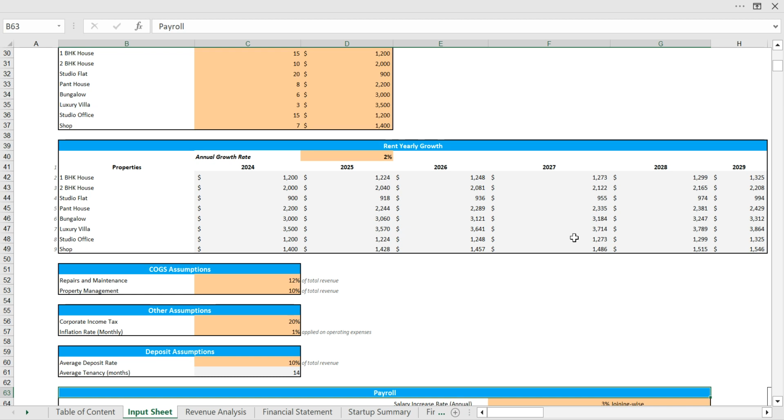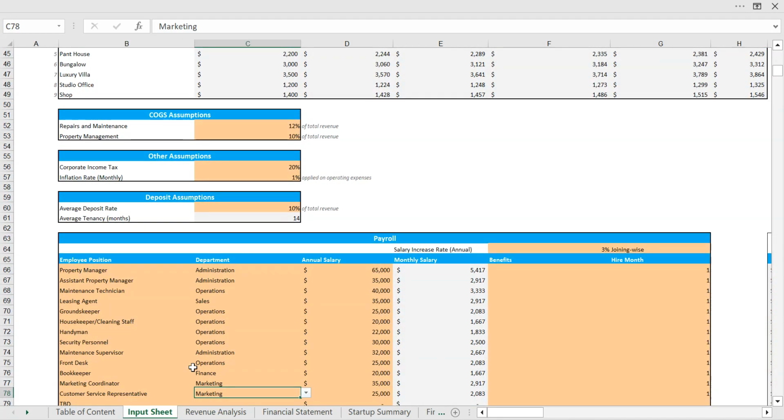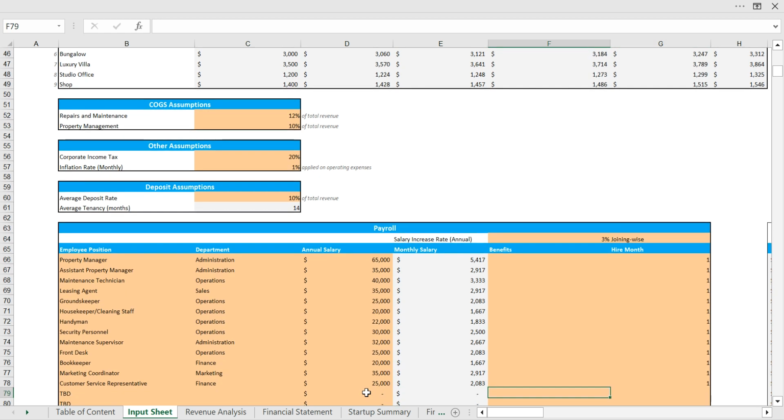Then we have some other assumptions. We have also taken into account deposit assumption because deposits are one of the crucial parts of the rental property businesses. Then we have the payroll. Here you can list down the employee position, select the department from this drop down, and then you can accordingly write the salary here, and you can select the joining month.